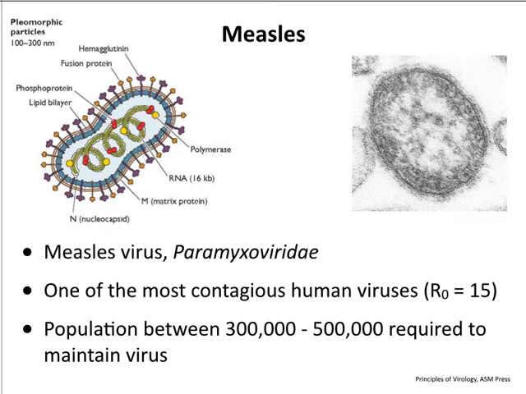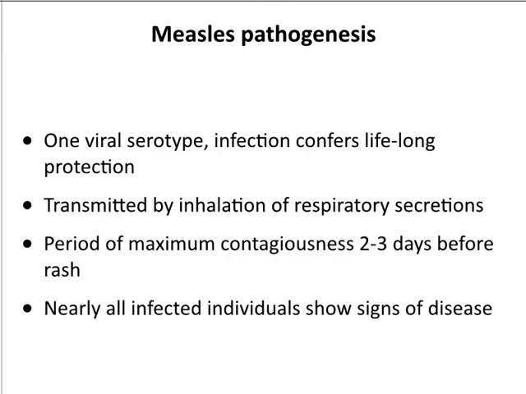You do need a big population to maintain the virus, 300 to 500,000. And so certain island populations that are isolated, that have small populations, don't get measles because it's not enough to sustain virus replication. There's one serotype of the virus. Now, in contrast, there were 3 of polio, and we need to immunize against all 3 of those. The one serotype of measles confers lifelong protection. This is transmitted by the respiratory route, and we'll talk about how that happens in a moment.